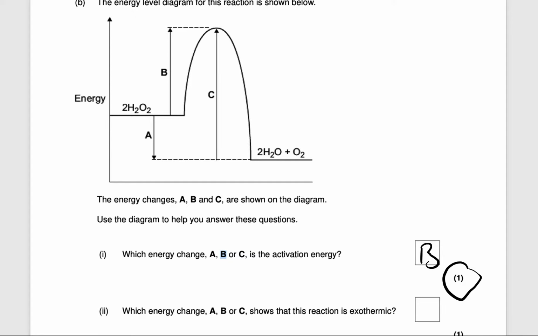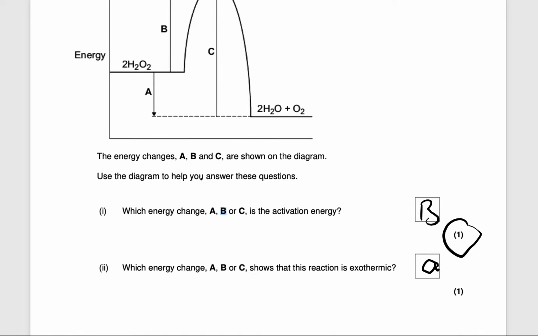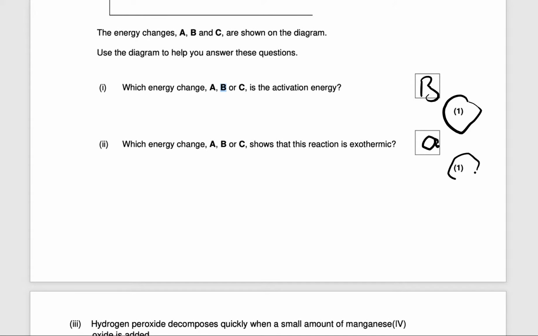Which energy change A, B, or C shows that the reaction is exothermic? Now, exothermic means that the reactants have more energy than the products. So it's going to be the energy change which shows that the reaction is exothermic, and so it's going to be A. C shows the bonds forming and the bonds breaking. Okay, that will get you 1 mark.